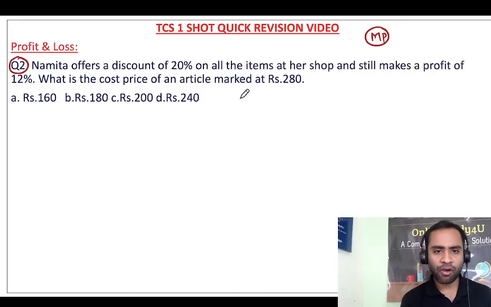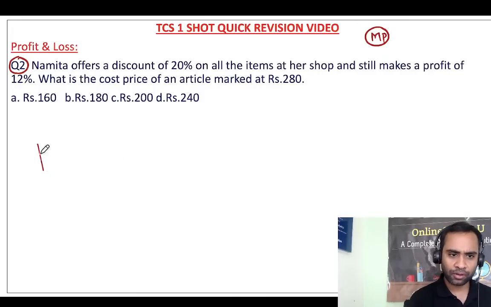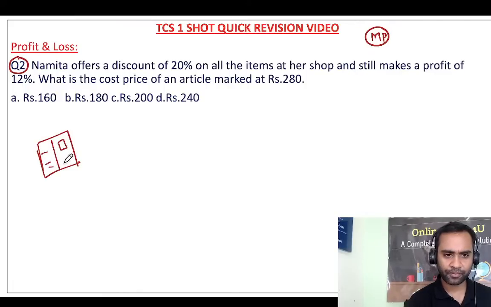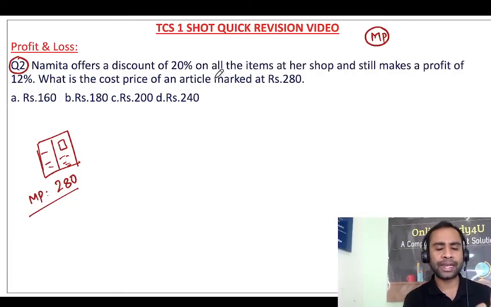So Namita offers a discount on all the items. So suppose there is one t-shirt, right? Here a pocket is there, right? Okay. Now the marked price is 280 rupees. Fine. Namita offers a discount of 20% on all the items at her shop and still makes a profit of 12%.